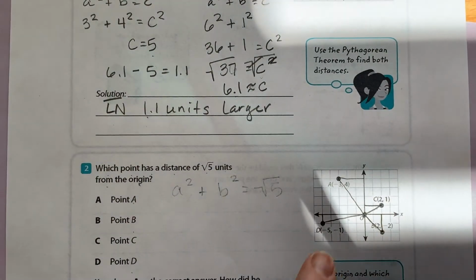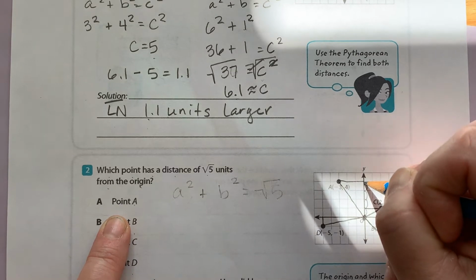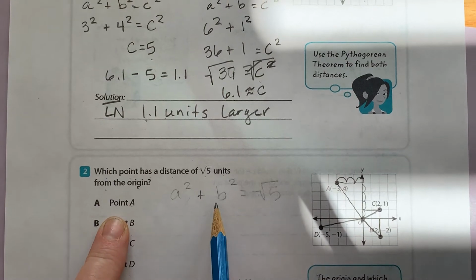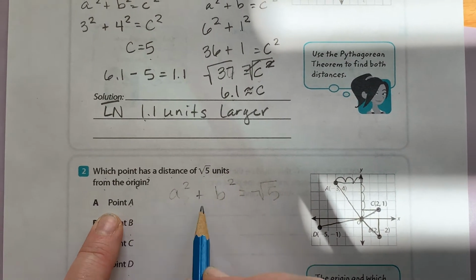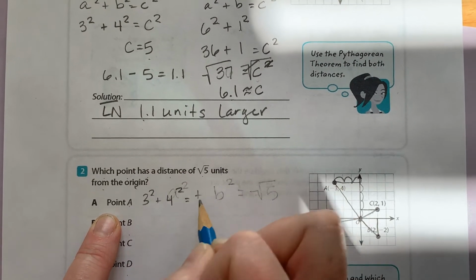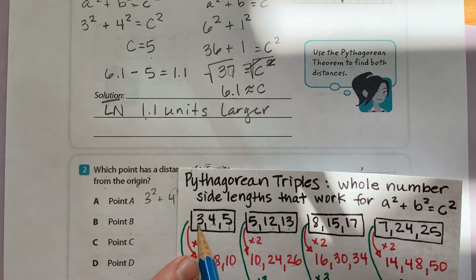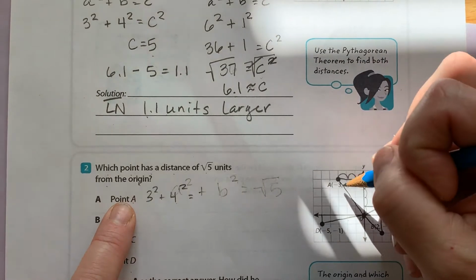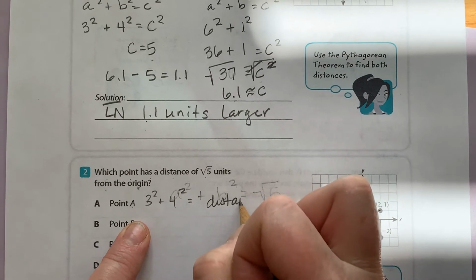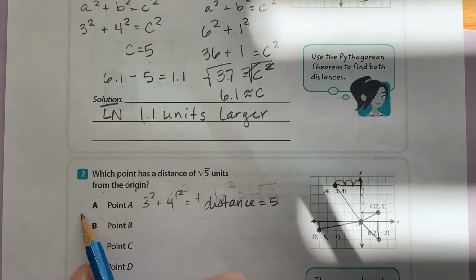Okay, so let's look at point A. Point A has 1, 2, 3, 4, and 1, 2, 3. Okay, so in that one, in A, I'm just going to write really small here. So we would have 3 squared plus 4 squared equals, well, we already know. Do you guys recognize that one? 3, 4, 5. So A has a distance of 5. So the distance is not the square root of 5, so it's not A.